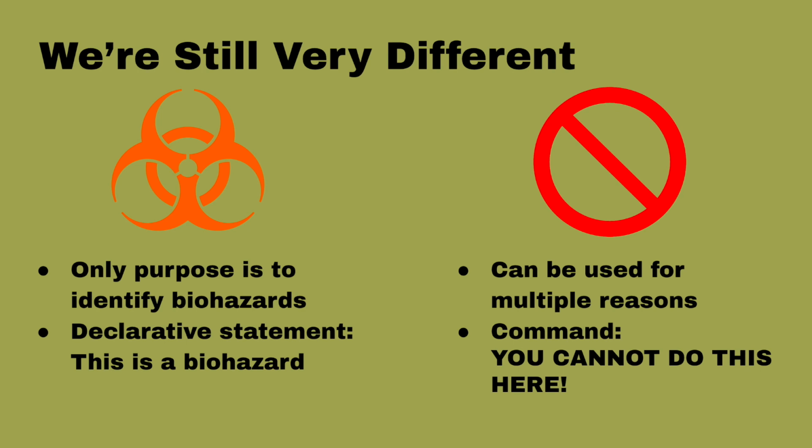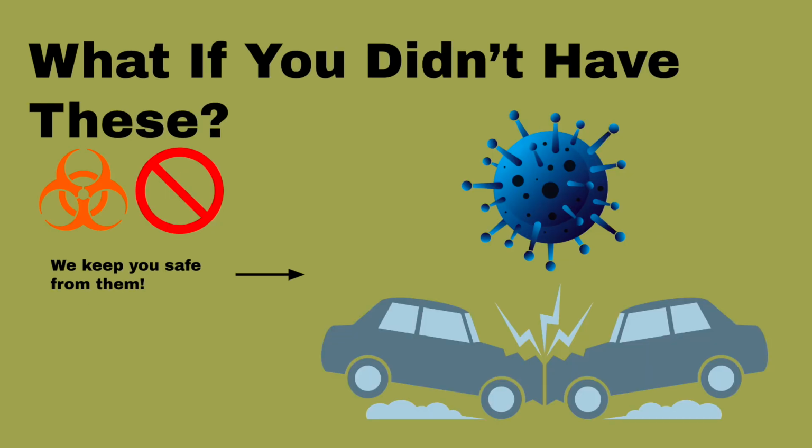The biohazard symbol gives a declarative statement, identifying that this area or item is a biohazard, while the prohibition symbol gives a commanding statement, saying that this is not allowed here. While these symbols are not thought about often, they are important in guiding the health and safety in various environments. Imagine if everyone in your biolab contracted salmonella because no one knew where to properly dispose of microscope slides, or of the many accidents that would occur without the prohibition symbol. These two symbols can actually end up saving your life.